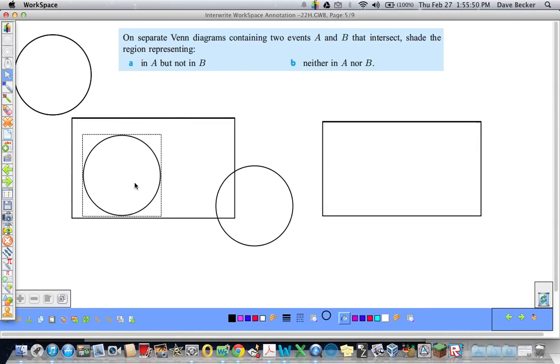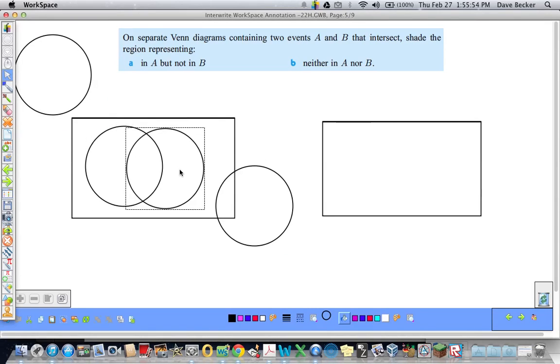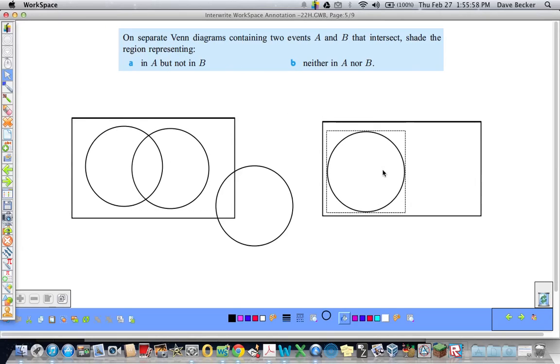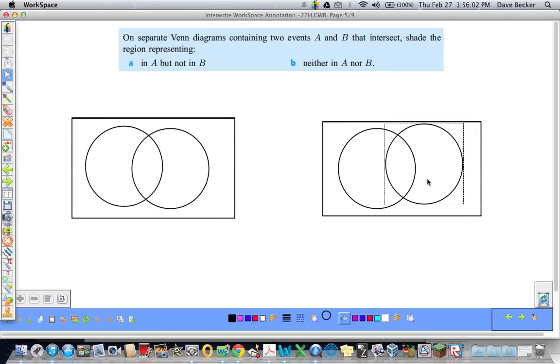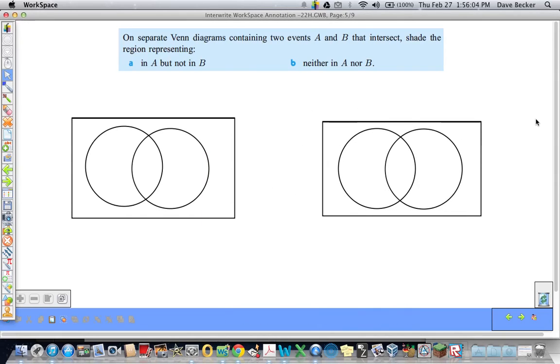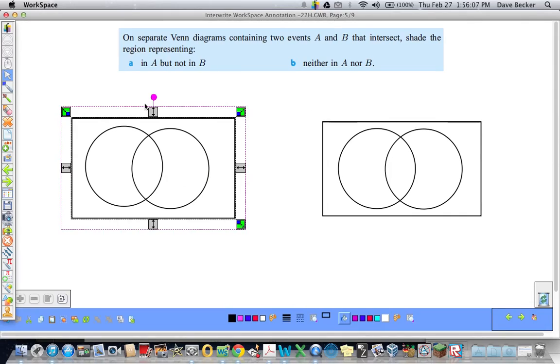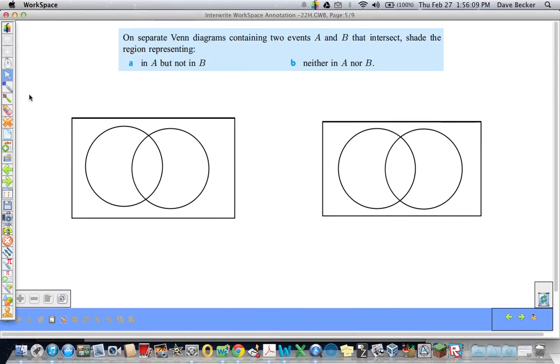Okay, so here, and here, and here, and here. That's better. Okay, so let's see. And we're going to label A and B.